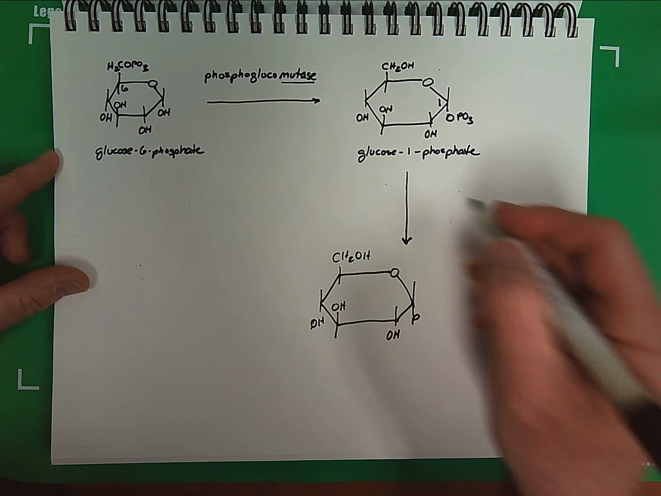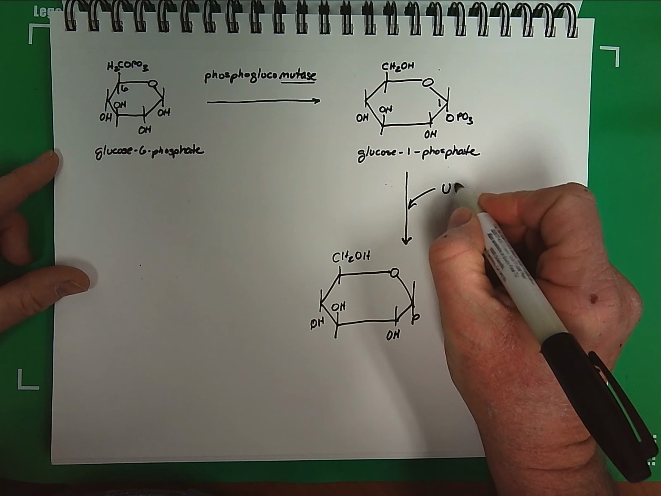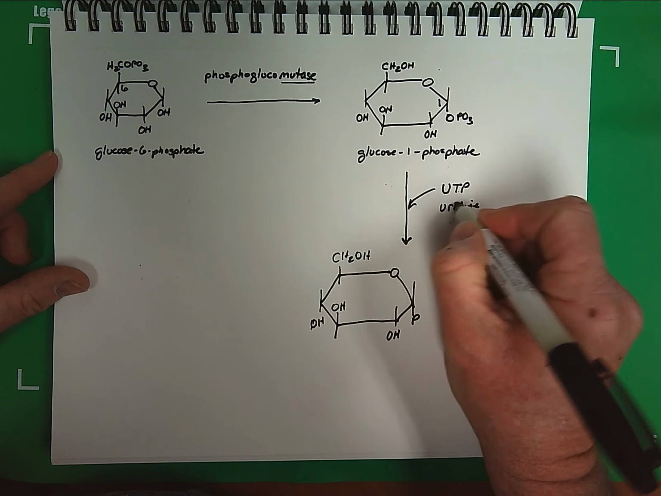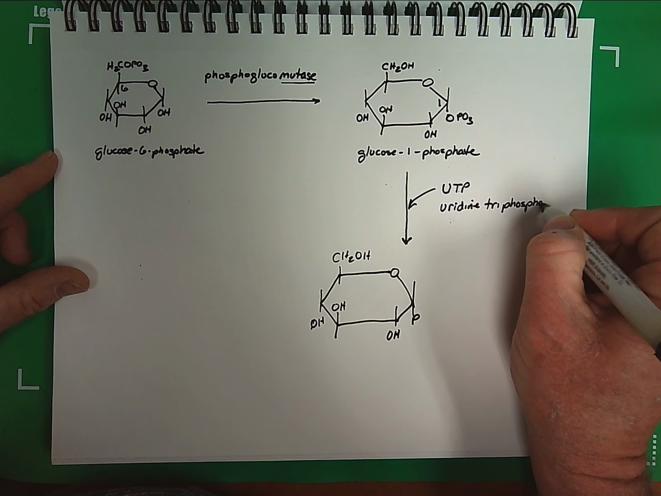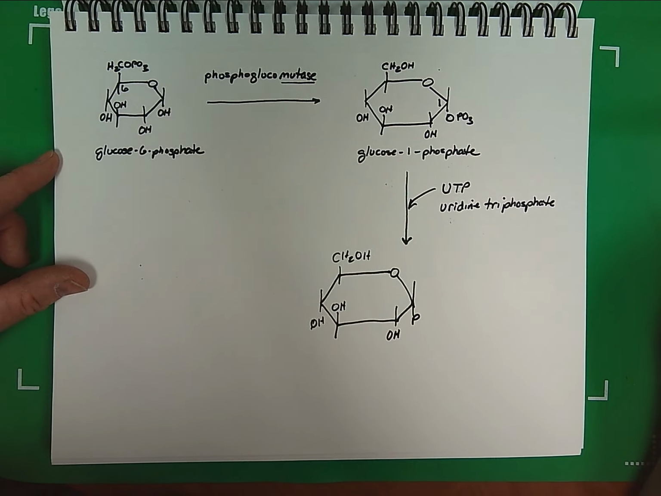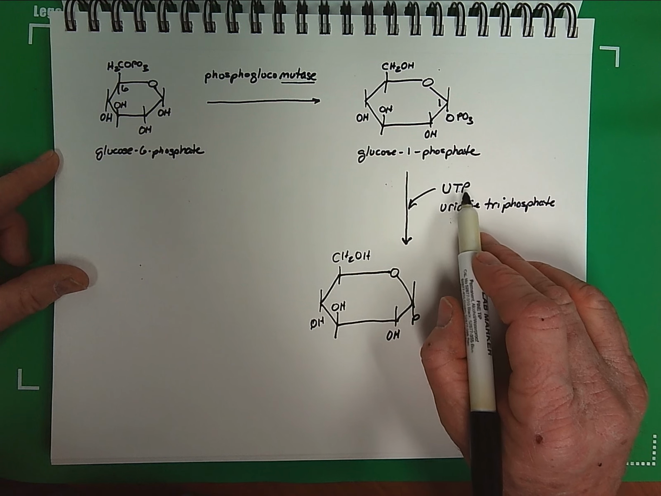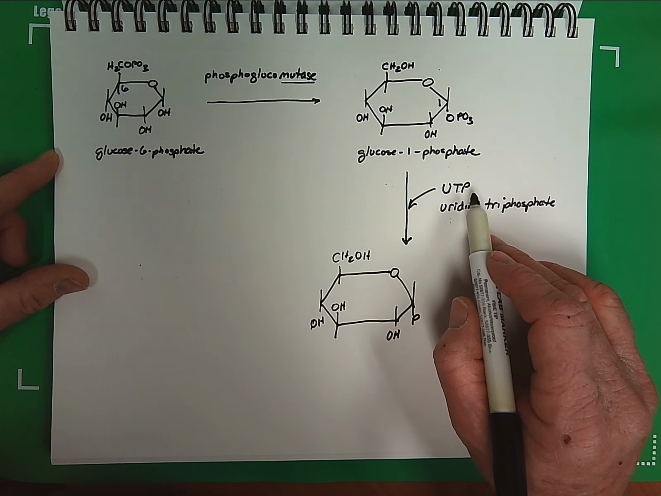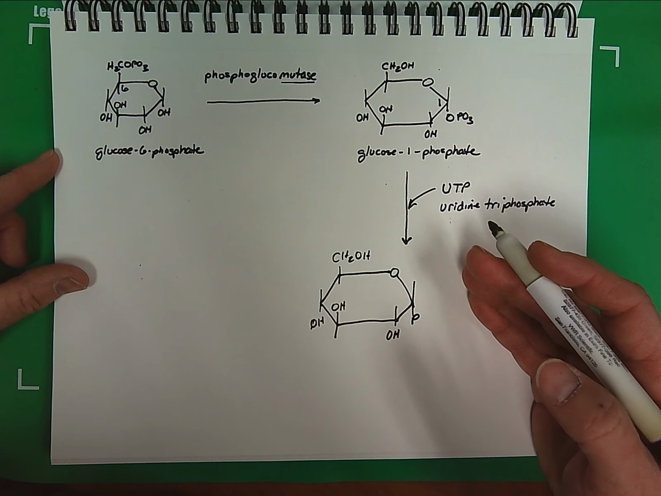And what we are going to use for this is not ATP, but UTP, uridine triphosphate. UTP is a high-energy intermediate, also similar in energy levels as ATP, but UTP is the energy molecule of choice when we are performing carbohydrate biochemistry.